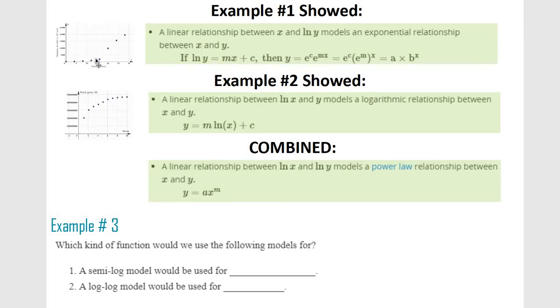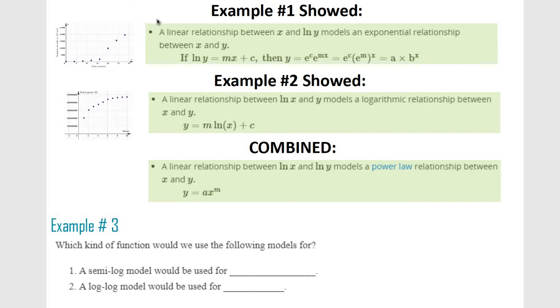Example 1, we had more of an exponential growth, so we took the natural log of y. Example 2 had more of a log growth, right? It started to slow down in its growth, so we took the natural log of x. I didn't really explain that very well. So if you have an exponential growth, take the natural log of y. If you have a log growth, then you should take the natural log of x.